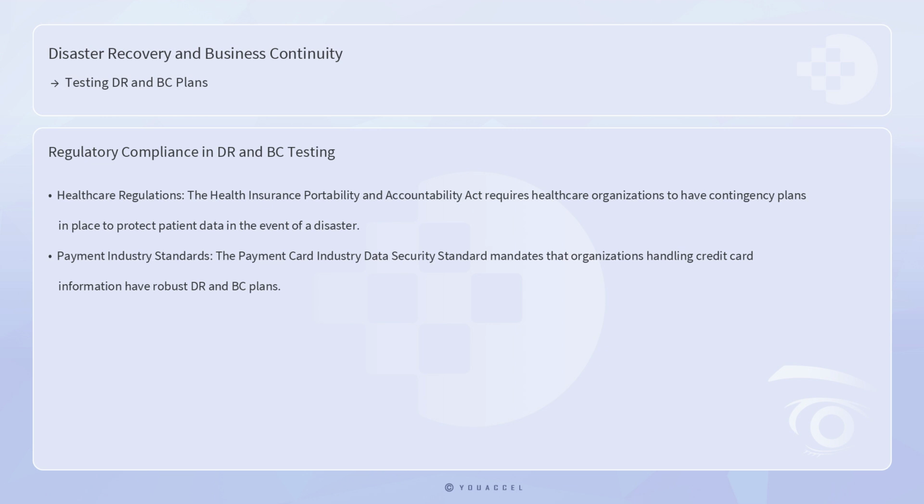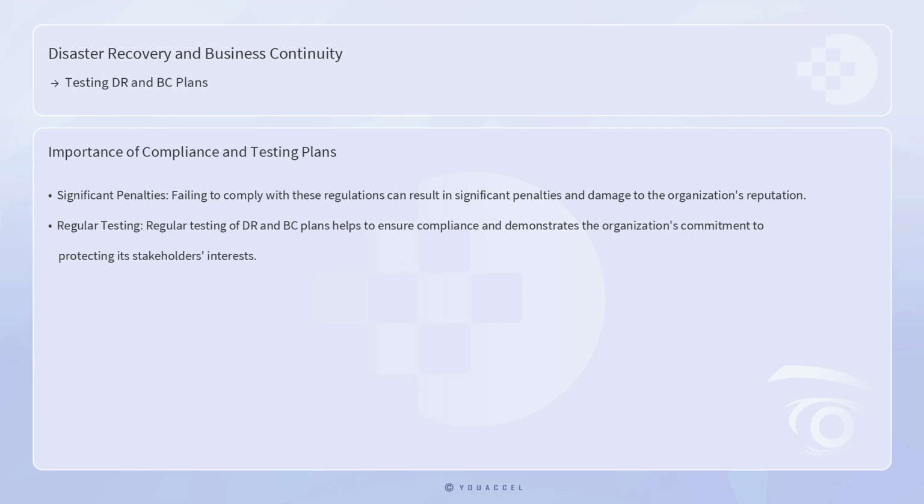Similarly, the Payment Card Industry Data Security Standard mandates that organizations handling credit card information have robust DR and BC plans. Failing to comply with these regulations can result in significant penalties and damage to the organization's reputation. Regular testing of DR and BC plans helps to ensure compliance and demonstrates the organization's commitment to protecting its stakeholders' interests.